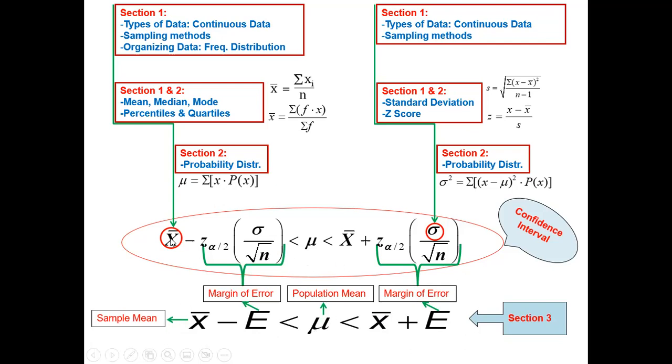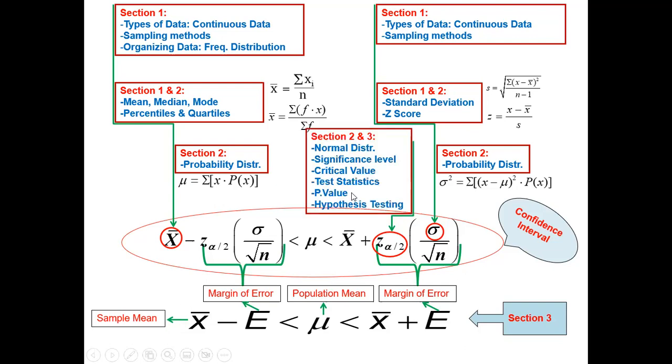Expanded, you can see we've taken almost everything out now. What is remaining is just your z alpha over 2, and this is essentially the critical value. We'll start dealing with this slowly by calculating the z-score and introducing the table, until we get to section 2, where we introduce normal distribution, significance level, critical value, test statistics, p-value, and hypothesis testing. All this will be captured when we look at the critical value. So put together, these form the formula for the confidence interval.